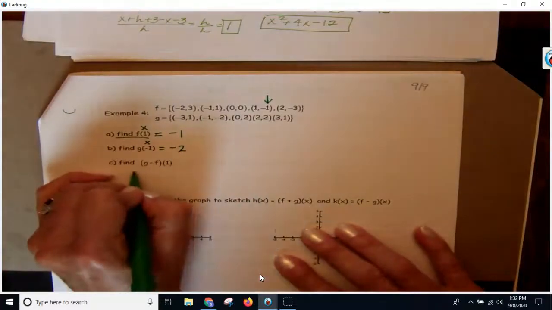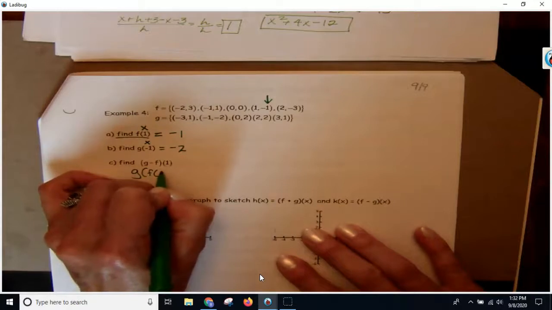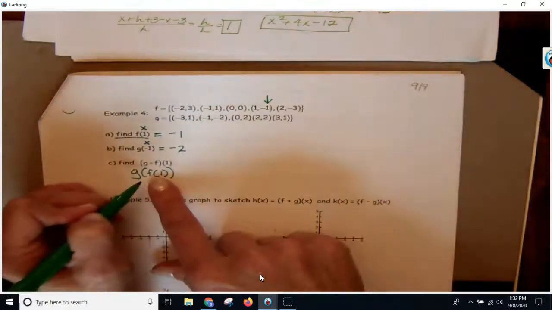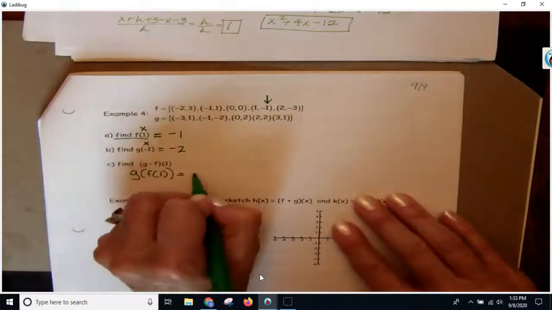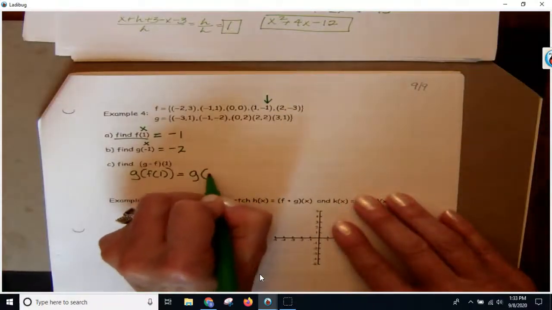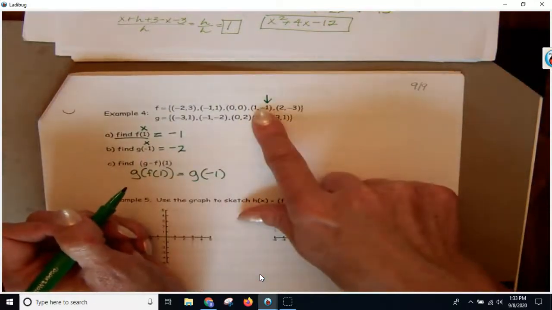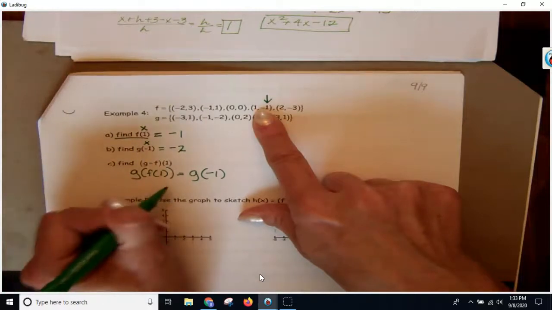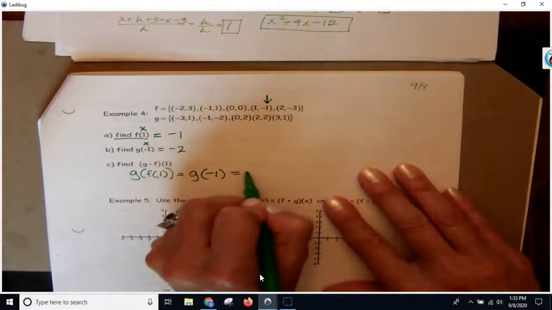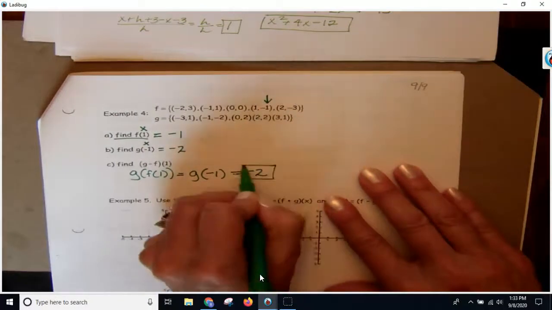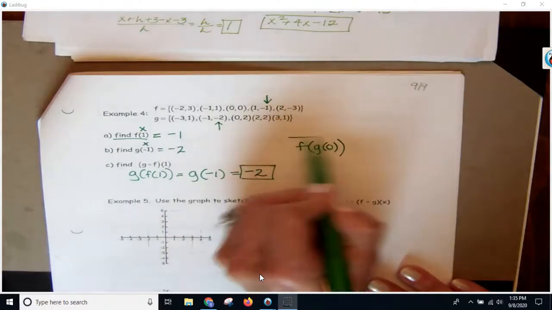And so what you do for these is you're saying, all right, f of 1 is negative 1. So then you come over here and say, I found f of 1 is negative 1, so then what is g of negative 1? Well, g of negative 1 equals negative 2. So pause the video and see if you could figure it out if you were given this problem.